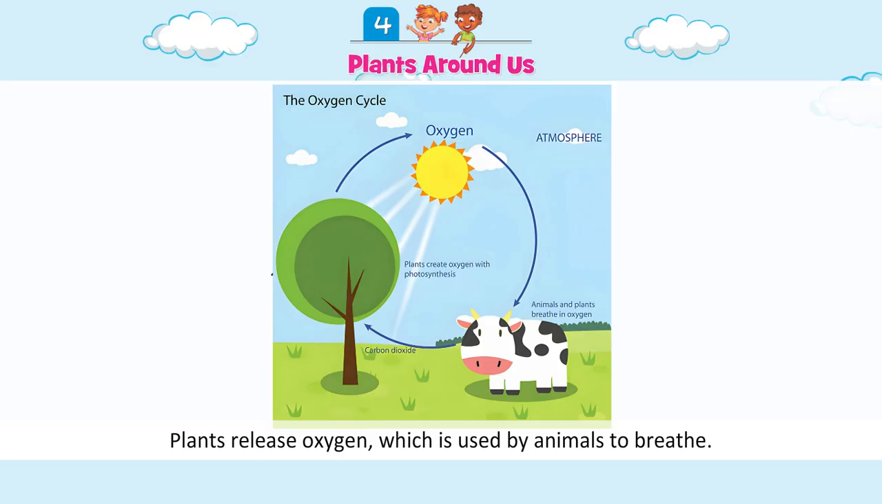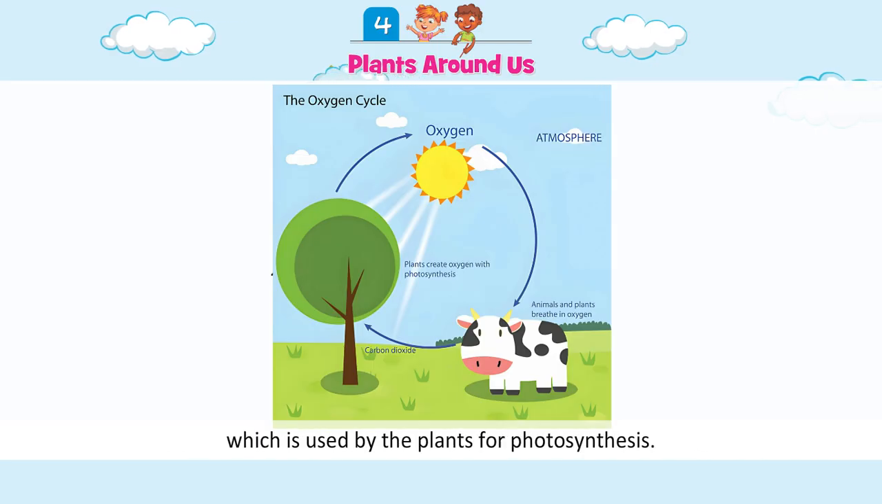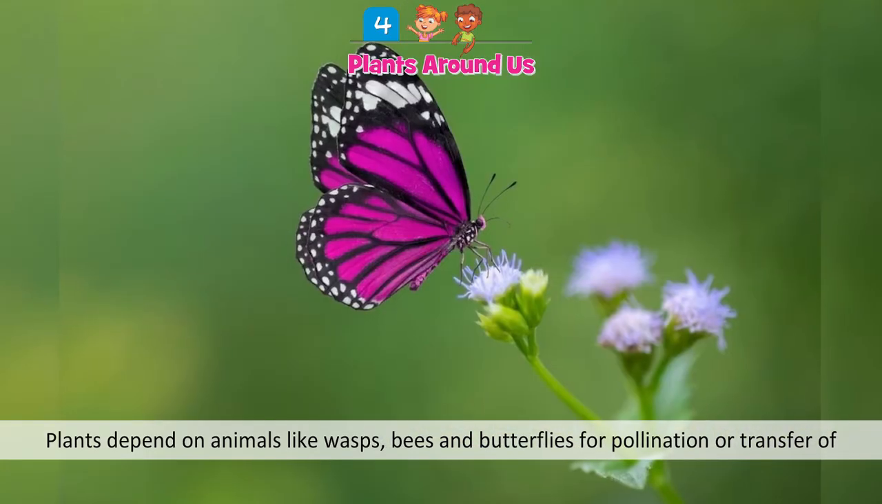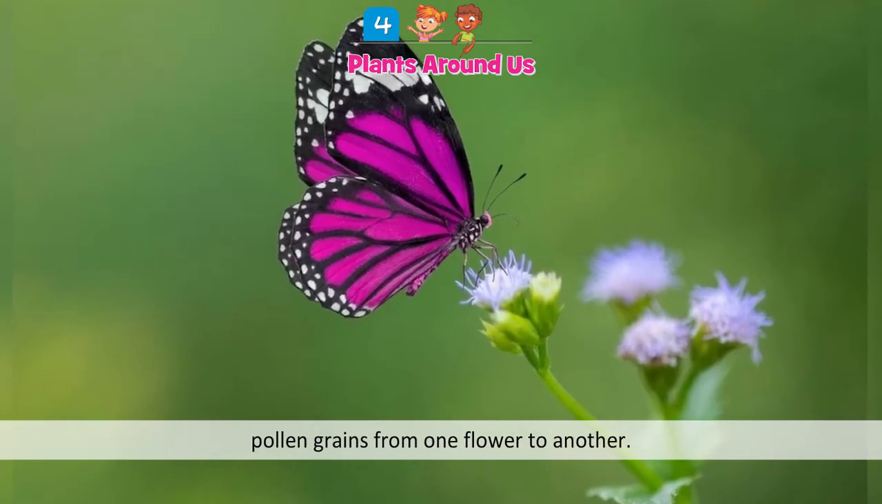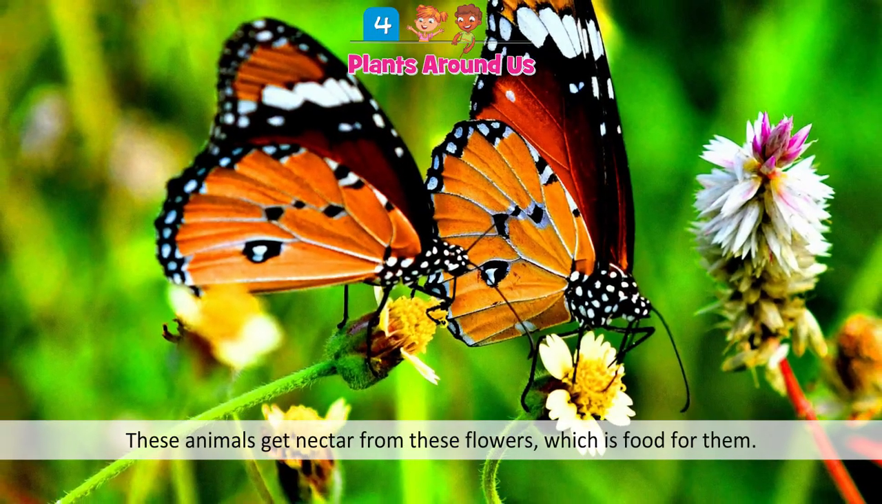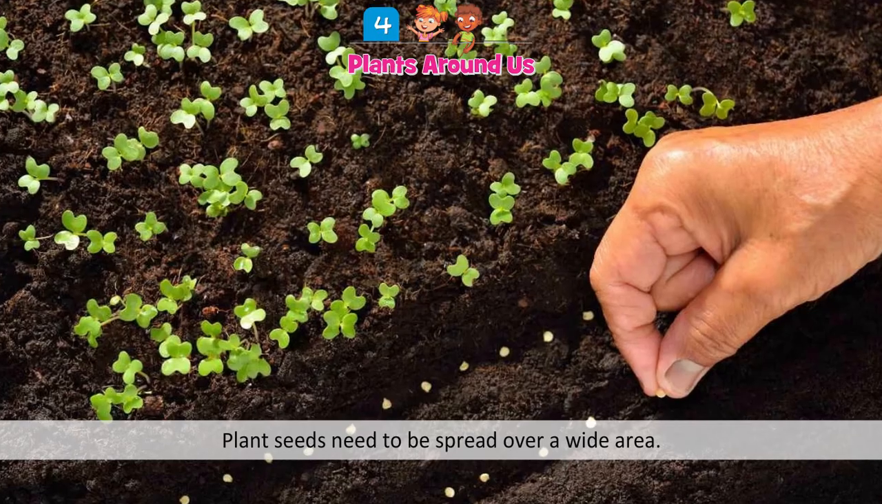Plants release oxygen which is used by animals to breathe. In return, animals release carbon dioxide which is used by the plants for photosynthesis. Plants depend on animals like wasps, bees, and butterflies for pollination or transfer of pollen grains from one flower to another. This helps in the growth of new plants. These animals get nectar from these flowers, which is food for them.